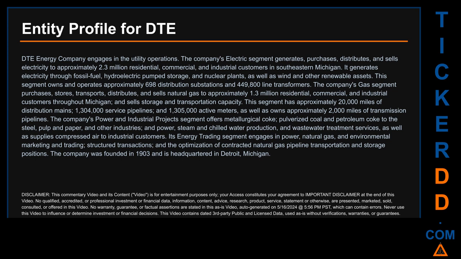The company's power and industrial projects segment offers metallurgical coke, pulverized coal and petroleum coke to the steel, pulp and paper, and other industries, in power, steam and chilled water production, and wastewater treatment services, as well as supplies compressed air to industrial customers. Its energy trading segment engages in power, natural gas, and environmental marketing and trading, structured transactions, and the optimization of contracted natural gas pipeline transportation and storage positions. The company was founded in 1903 and is headquartered in Detroit, Michigan.